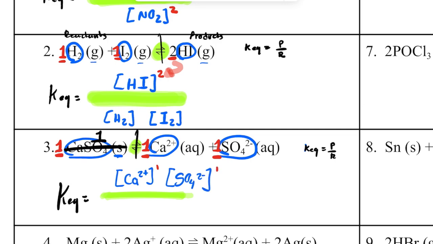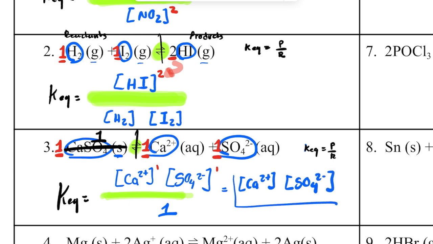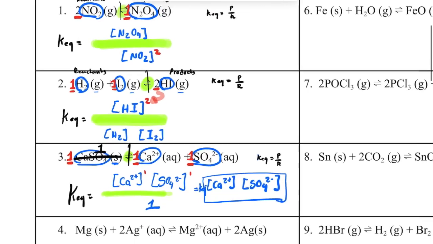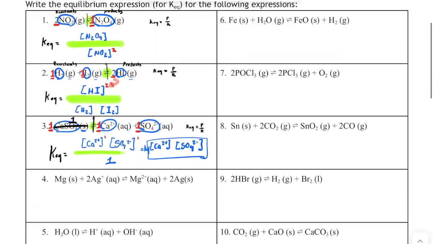It's totally fine if you don't write it. Divided by my reactant is just a 1. Okay, so if you want, you can just write this one. So this is the same as just writing the concentration of calcium times the concentration of SO4 2 minus. And this will be our final KEQ. KEQ equals. Okay, this is it. Make sure you finish the rest by yourself. Good.